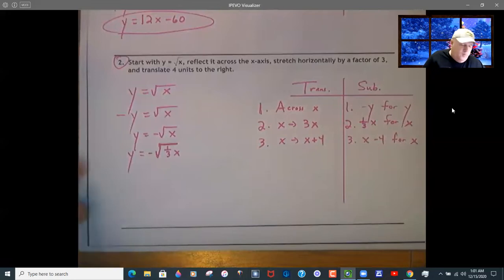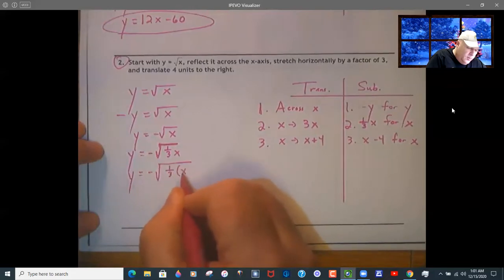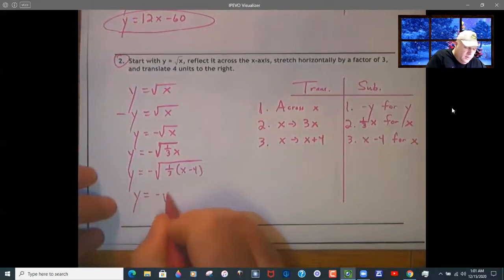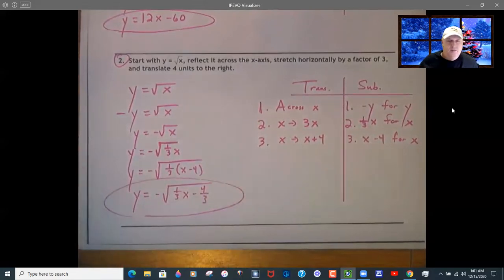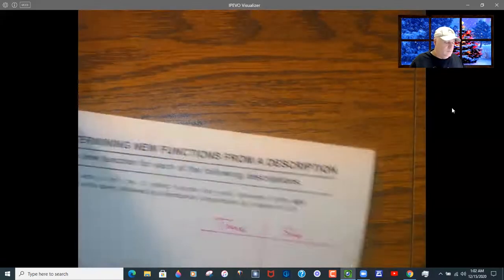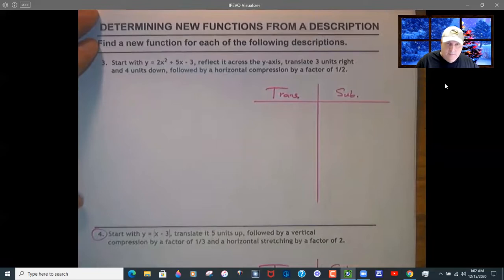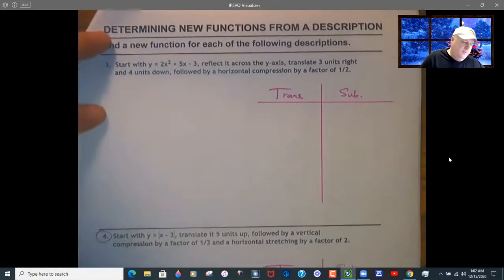And now x minus 4 in for x again. You got to substitute with parentheses. You can leave it like that. I decided to multiply my 1/3 in. So that is the final answer that I came up with. Okay, you might want to try problem 3 and then come to the video again. And this one is going to be a bit of work.